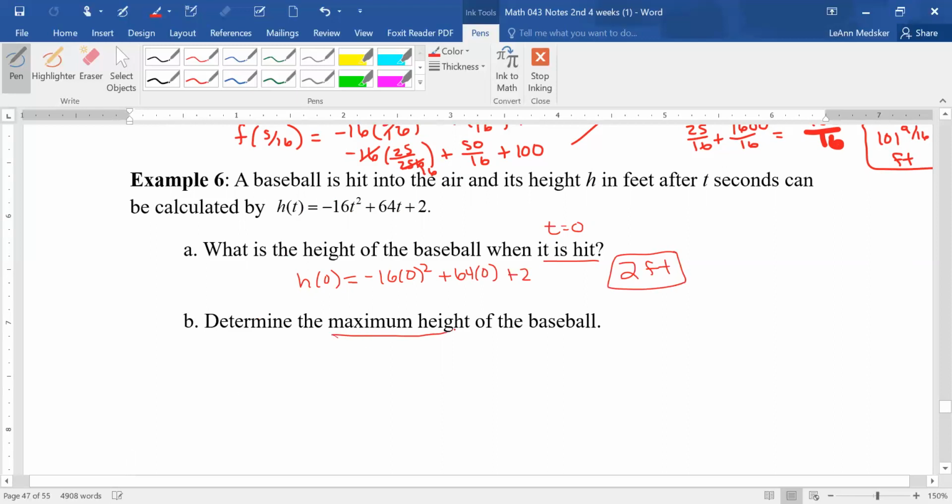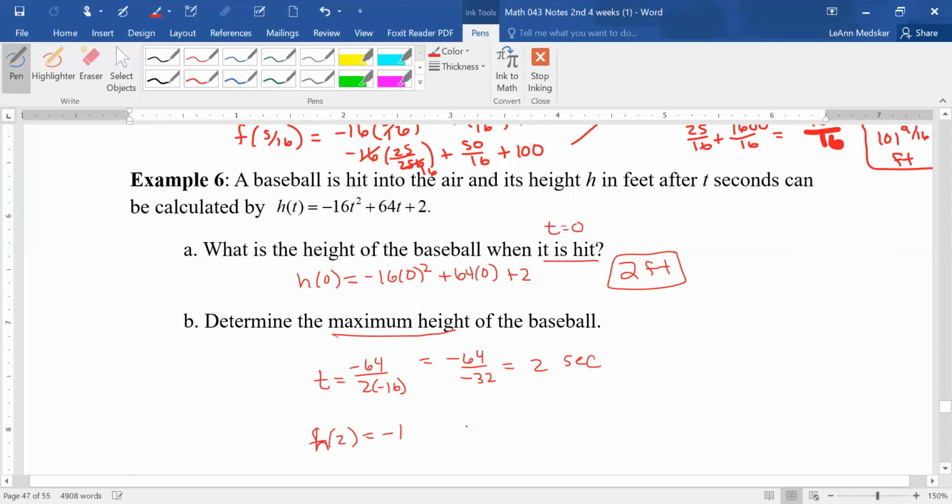Now we want to know the maximum height that the baseball gets to. So that's the vertex. So remember we have to do t equals negative b, so negative 64, divided by 2 times a, which is negative 16. That's negative 64 over negative 32. That's the 2 seconds, not 2 feet. That is not what we're looking for because remember the vertex maximum height is the y-coordinate.